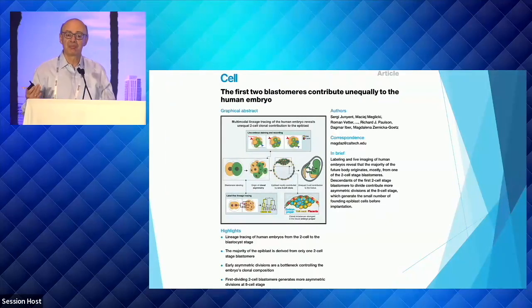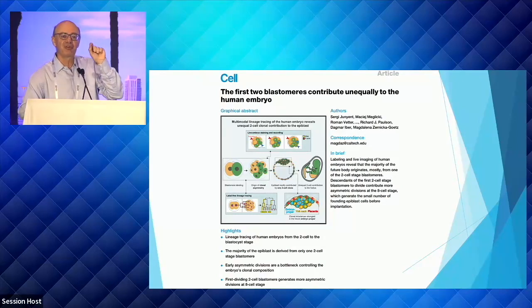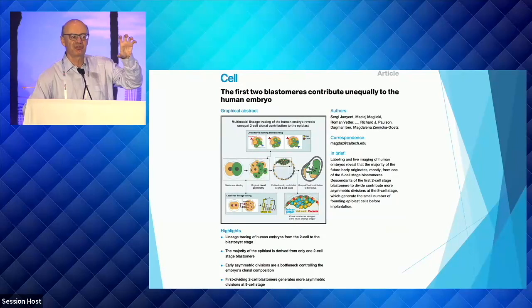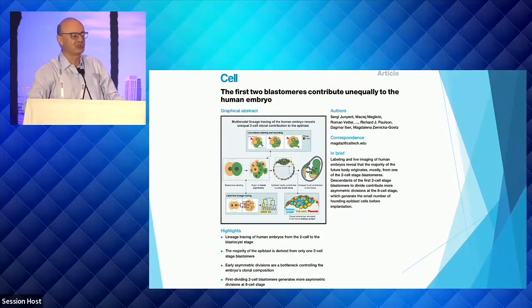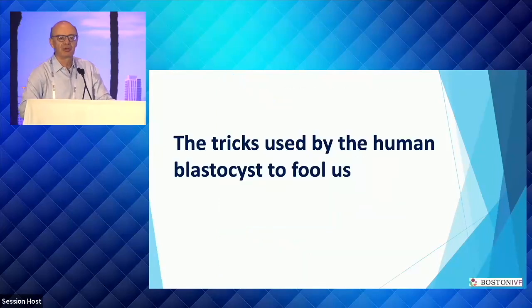These technologies are amazing. Just a few months ago, Magdalena and her group, and I know some collaborators are here, published using similar technologies, showing that even the first two blastomeres, the two-cell embryo, contribute unequally to the human embryo. So there's certain knowledge in the first two cells that will guide you to becoming inner cell mass or trophectoderm or epiblast. It's amazing what the embryo can do.